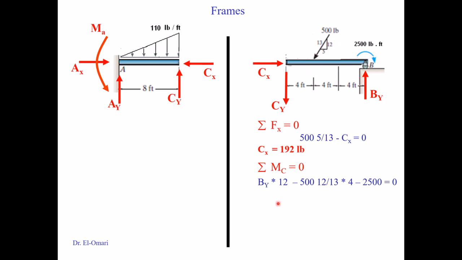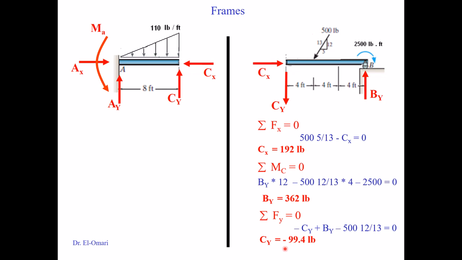We have the By only as an unknown. We solve it. You get the value or the magnitude, 362 pounds for the By. And then for the sum of forces in y, to get the Cy, so you have Cy moving downwards, By is upwards, and then the vertical component 12/13 times 500, and you solve it, you get that Cy is 99.4, but it is in the negative.